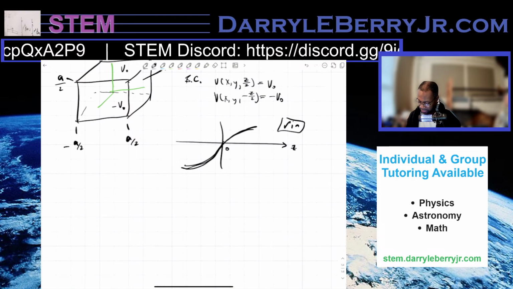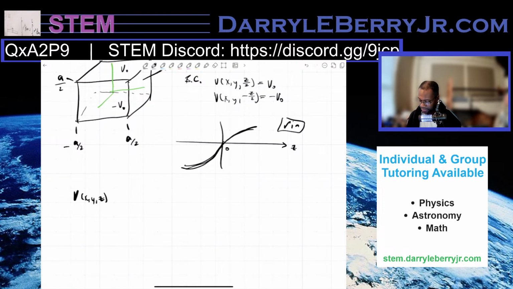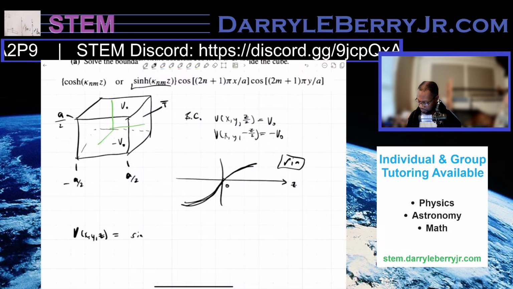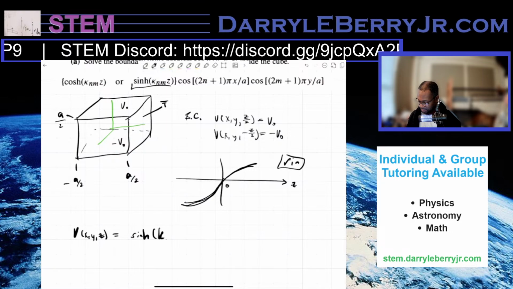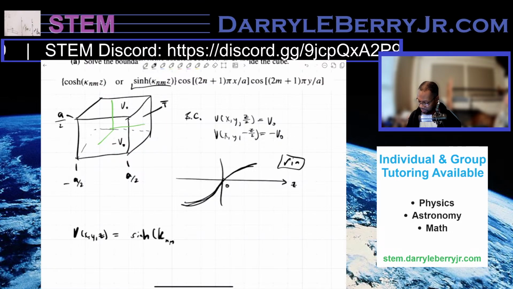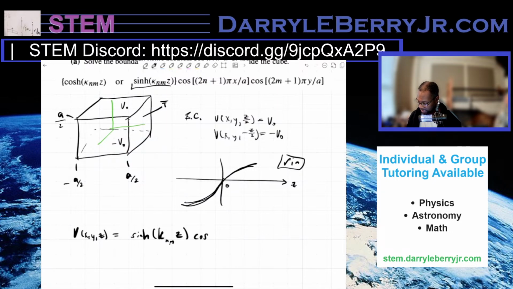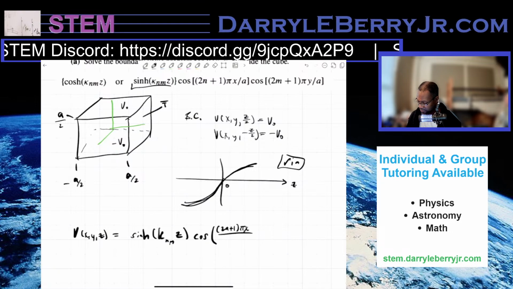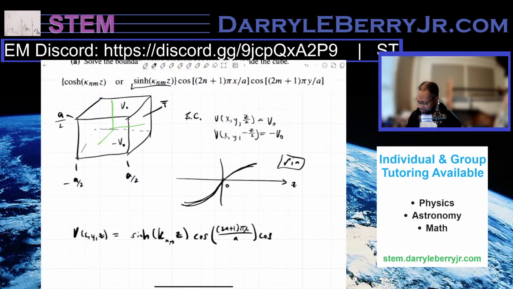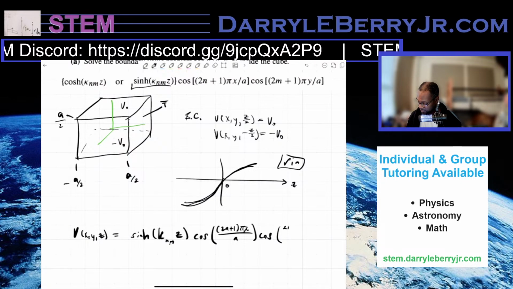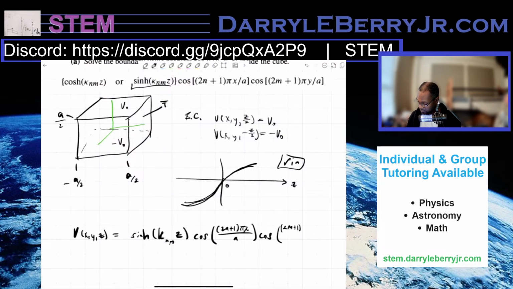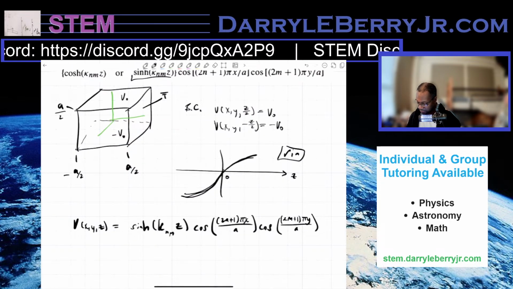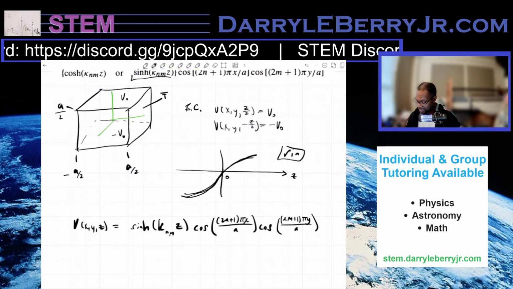So that means that our equation would have this form. As far as the separable solutions, V of x, y, z equals hyperbolic sine of k_nm z, times cosine of (2n plus 1) pi x over a, and cosine of (2m plus 1) pi y over a, because for the other axes, it has to be 0 at the boundary.